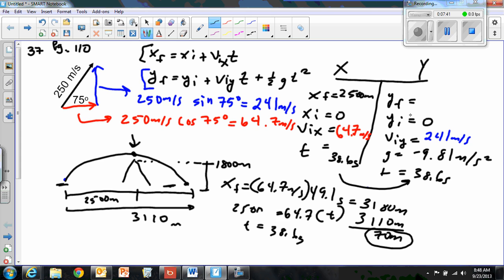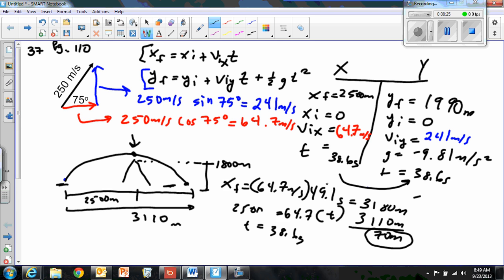just the y equals equation and put all my numbers in to get YF, and that'll be YF at 2,500 meters. So in other words, when the projectile is at 2,500 meters, what's Y final? Well, I can find the time at 2,500 meters, which is 38.6. Then I just put into my Y equals equation and I get the answer. So that's going to be 241 times 38.6 minus 1/2 G, which is negative as well, minus 4.905 times 38.6 squared. Press enter and you get 1994, which is 1990 basically. So we get 1990 meters.